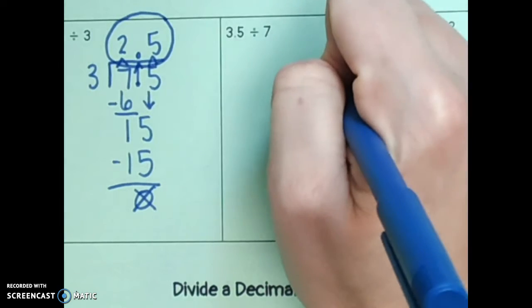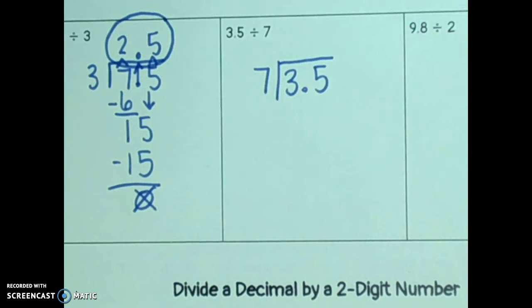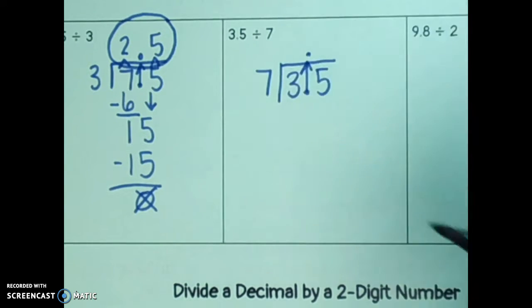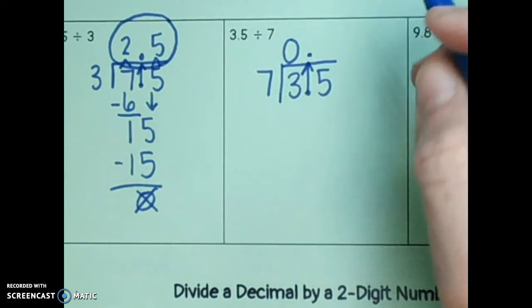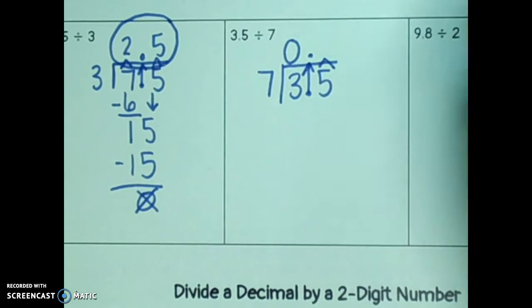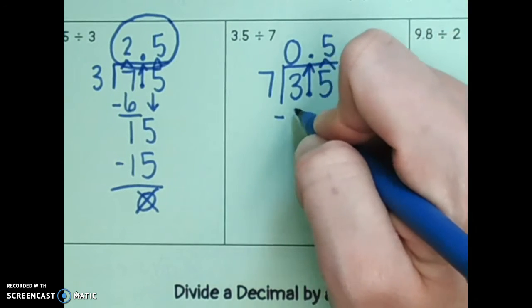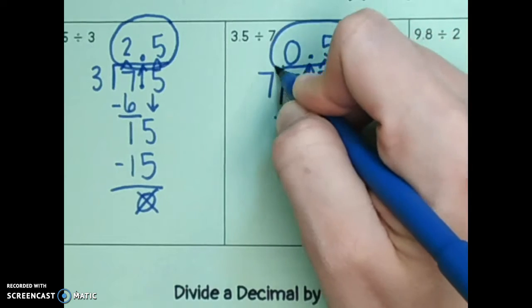3.5 divided by 7. What should I do with the decimal? Move it up. Can 7 go into 3? No, so I'll put a 0. Can 7 go into 35? Yes. How many times? 5 times. 5. Because 7 times 5 is 35. So your answer is 0.5.